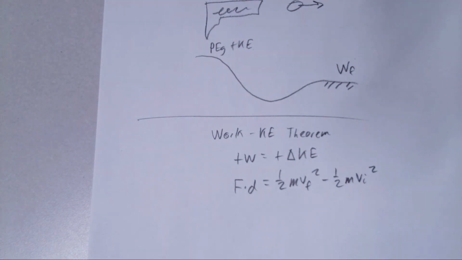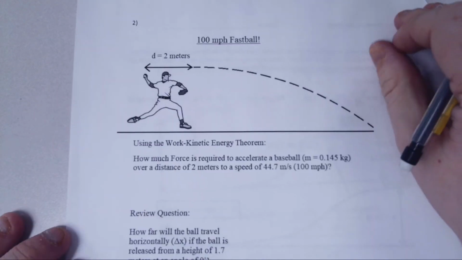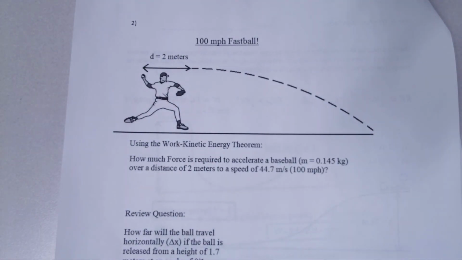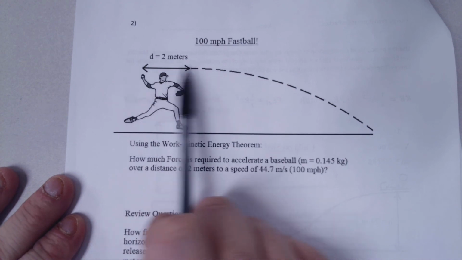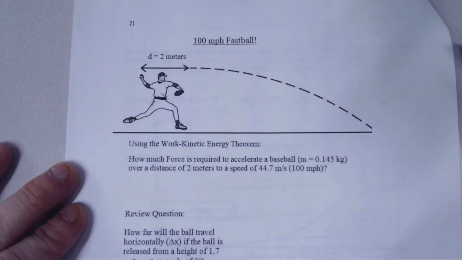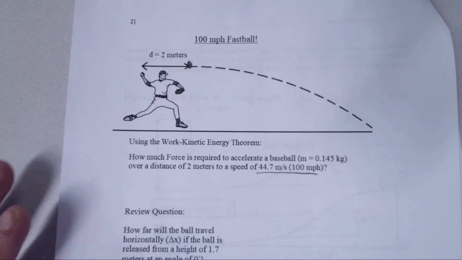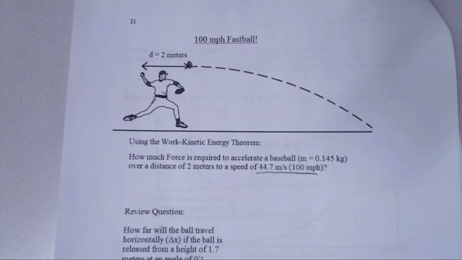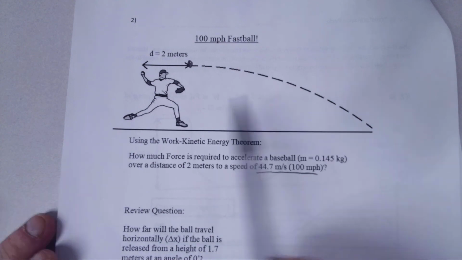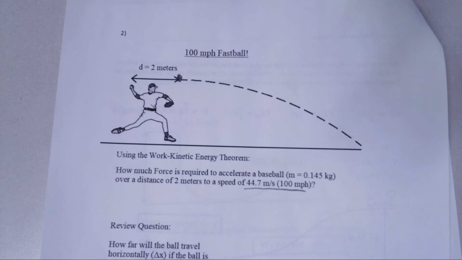So we'll have problems where we're thinking about how much work we need to do to speed something up or slow it down. An example of one where we speed it up is number 2, which we'll look at later. This is somebody throwing a fastball. We're trying to figure out what force is needed, in this 2 meters of speeding it up, so that when the ball is released at this point right here, it is traveling 44.7 meters per second, also known as 100 miles per hour. And then after that, we'll do a review where we figure out how far it's actually going to go. So that's positive work. We're speeding it up.